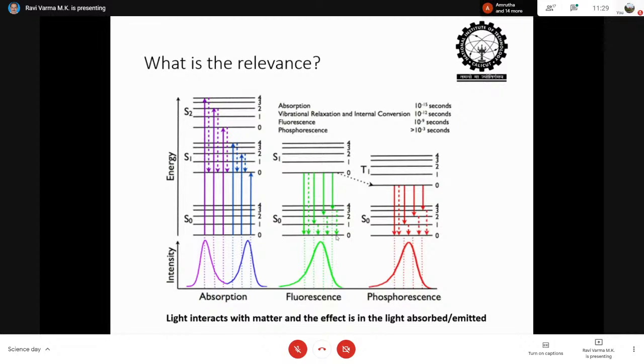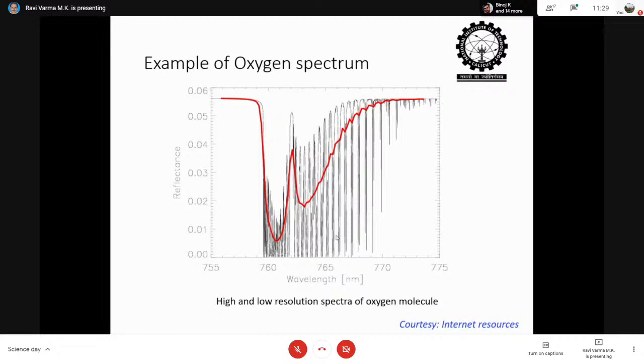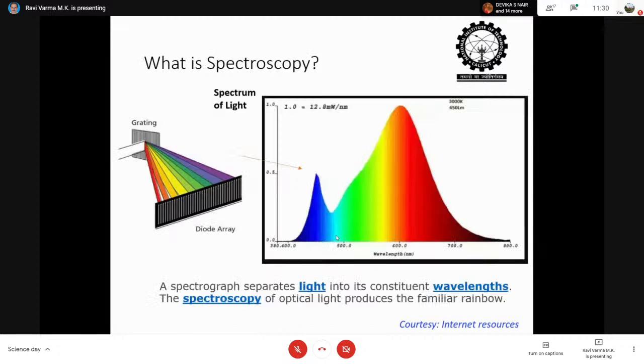So when you make the measurement of a spectrum of a light, then you can see, like I said before, if it is an absorption, then the intensity is lost. If it is an emission, then intensity is raised.